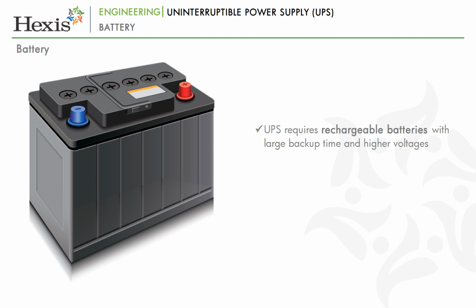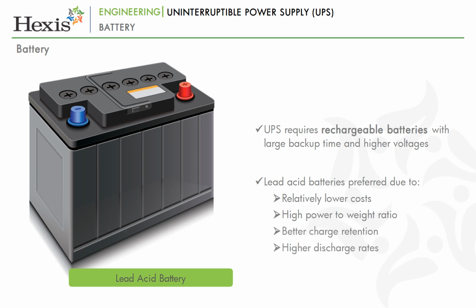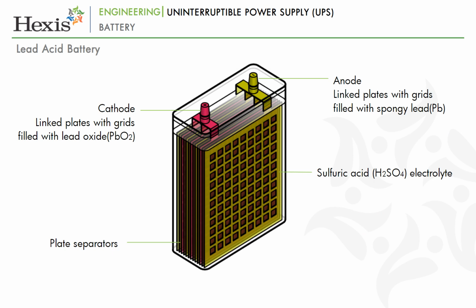Among various types of batteries, lead-acid batteries are most predominantly used and preferred due to their relatively lower costs, high power-to-weight ratio, better charge retention, and higher discharge rates. Let us now learn more about lead-acid batteries in more detail. The diagram on the screen shows a typical lead-acid battery and its components.